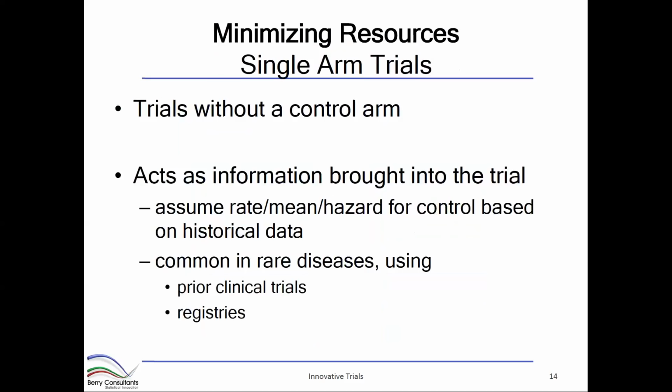Another mechanism for minimizing resources is to do single-arm trials. Don't enroll a control. This is breaking another aspect of our gold standard. This is really acting as information being brought into the trial. If you run a single arm, you have to go out and get a historical data set, and you end up comparing your current treatment subjects to that historical data. And so that's common in rare diseases, usually based on prior clinical trials, a registry, case studies, some group of patients with your rare disease.